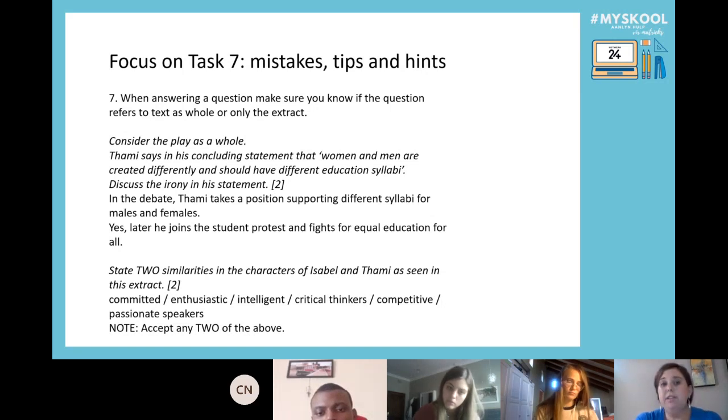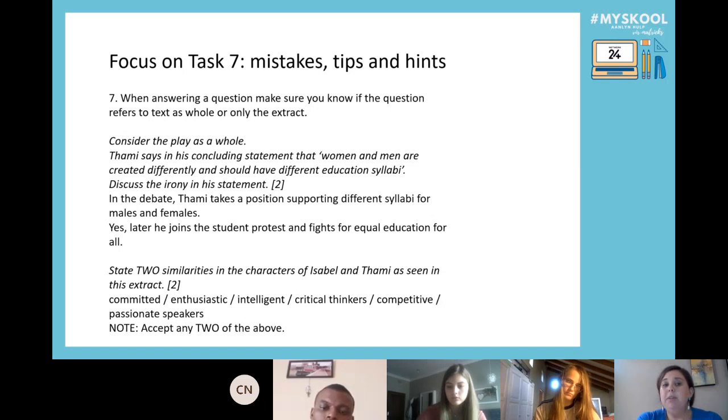Okay, so you have to consider the play as a whole in this case. In the play as a whole, Tommy later joins the fight for the protest of equal education for all. And you wouldn't know that if you didn't consider the play as a whole. Or state two similarities in the characters of Isabel and Tommy as seen in this extract. They are committed, enthusiastic, intelligent, critical thinkers, competitive, passionate speakers. People, later on, it also proves that Tommy is very angry at the unjust social system.